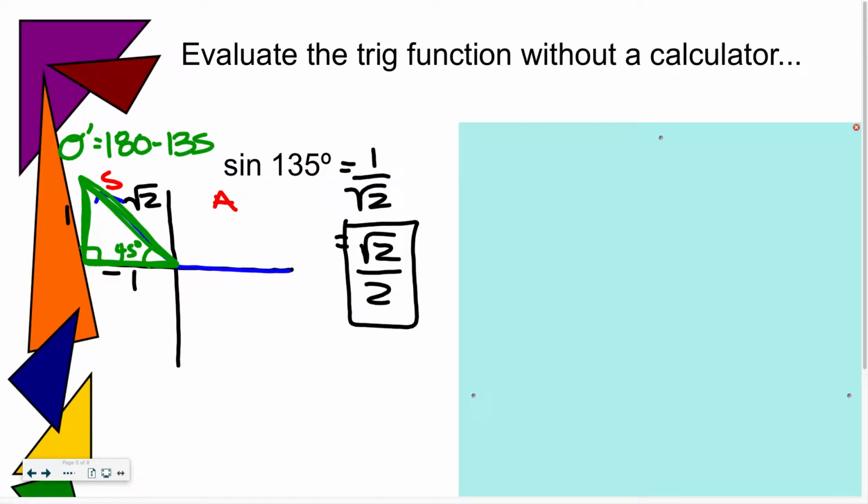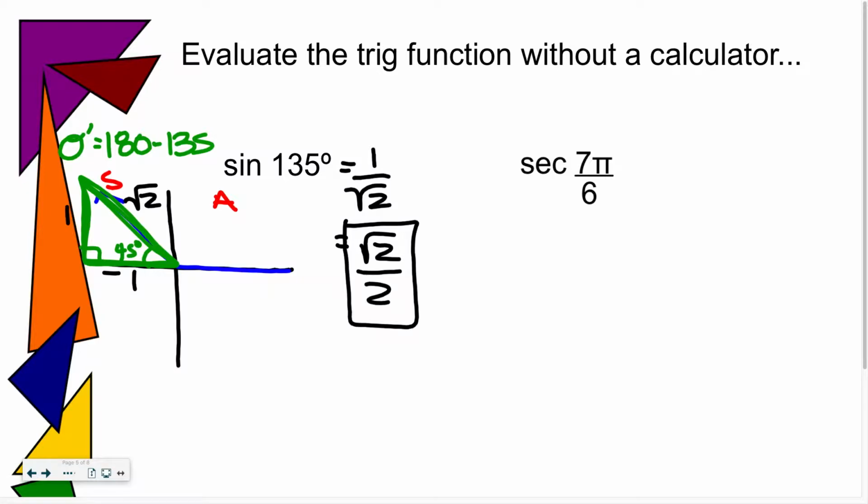Let's do one in radians. Whoa. Curveball. The secant of 7 pi over 6.